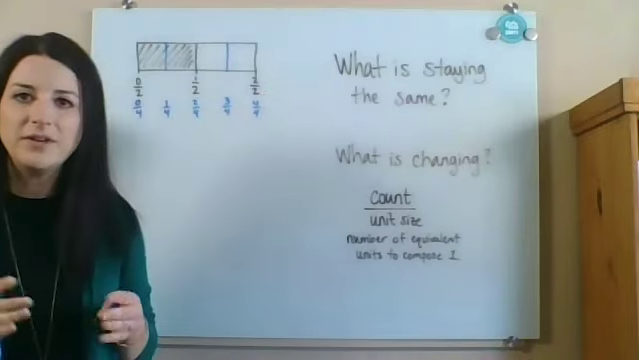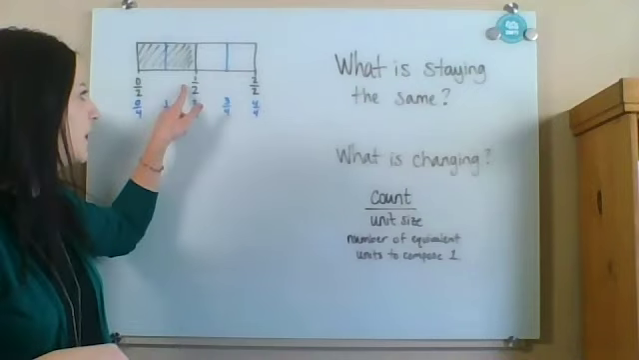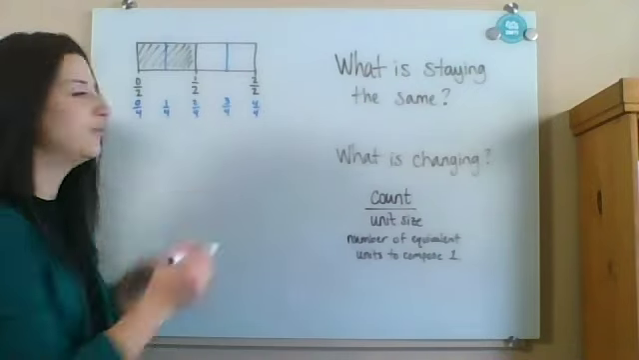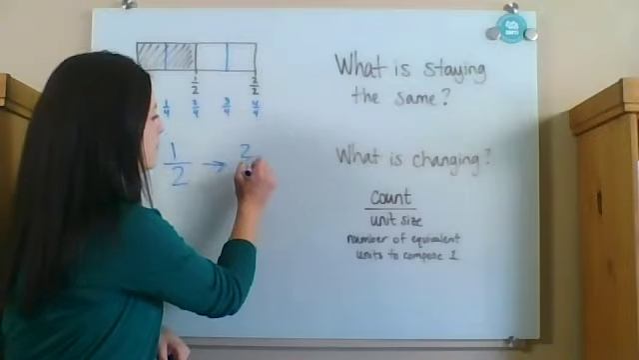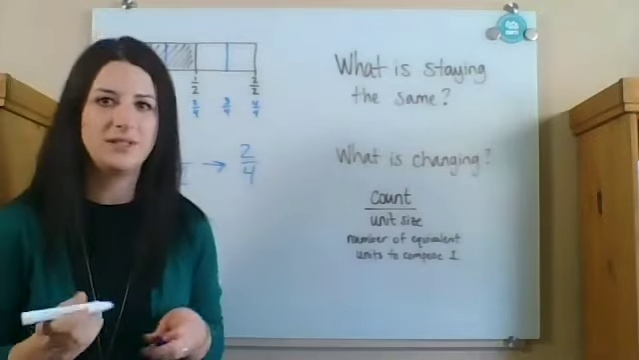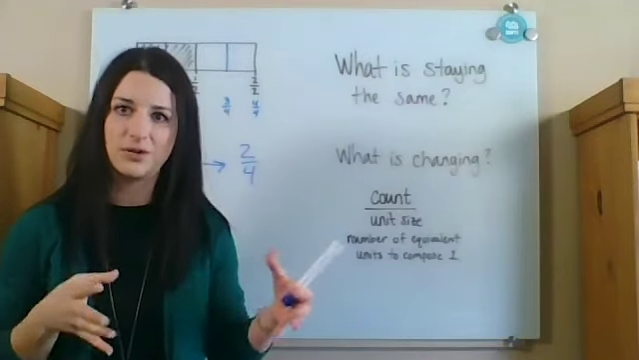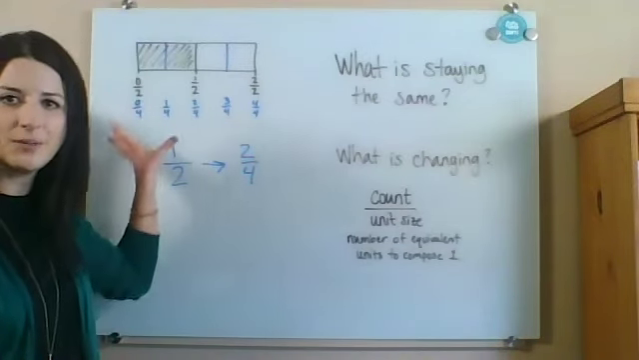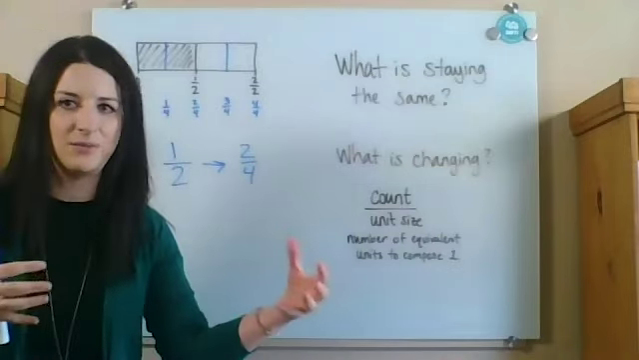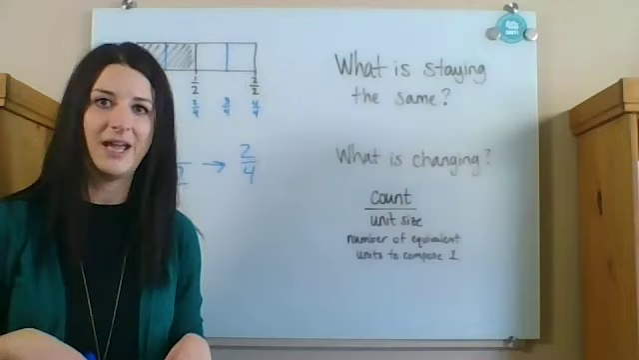With equivalence, we're going to talk about what changes and what stays the same as I go from talking about 1/2 to 2/4. First, we're going to talk about what stayed the same, because oftentimes when we're talking about equivalence, that's where our focus starts. What's staying the same is that shaded portion. I didn't shade any more of my bar model. I didn't erase any of the shading. It's that shaded amount that's staying the same.